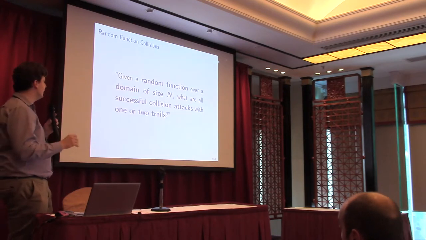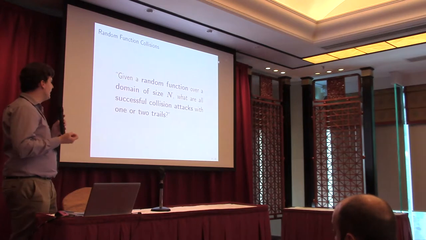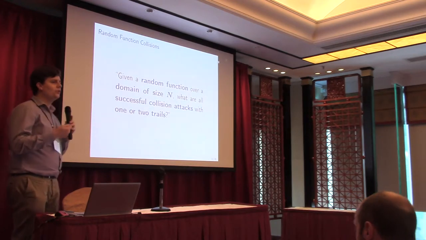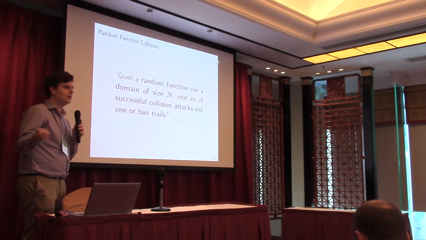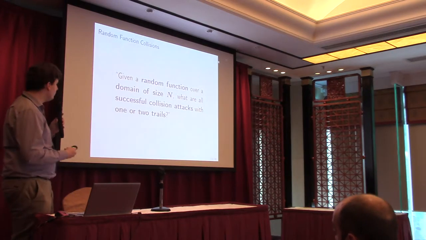What we're interested in is, what are all the successful collision attacks that you can do on a random function with one or two trails? It will become clear what a trail is. What do they look like? So what can we do?